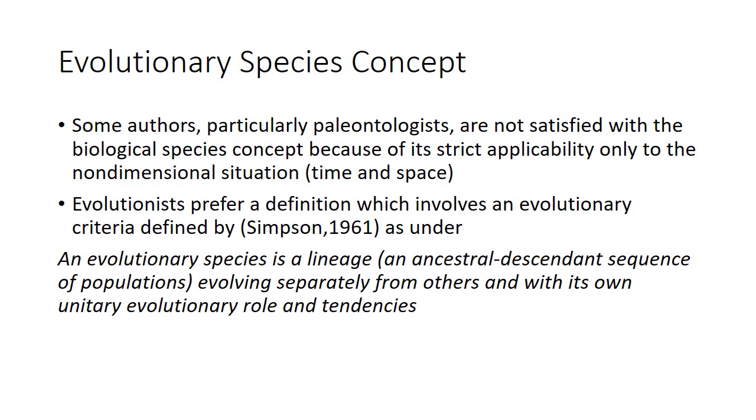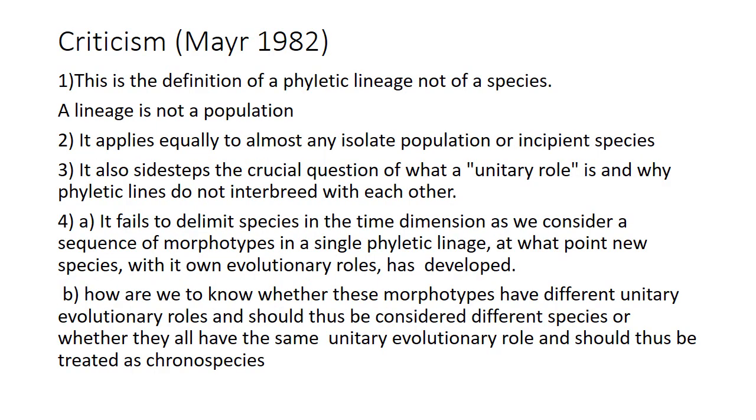So evolutionists prefer a definition which involves an evolutionary criterion defined by Simpson in 1961. An evolutionary species is a lineage, an ancestral descendant sequence of populations evolving separately from others with its own unitary roles and tendencies. It was criticized by Mayr in 1982. He said, "This is the definition of a phyletic lineage, not of a species. A lineage is not a population. It is an ancestral descendant phylogenetic relationship. It applies equally to almost any isolated population or incipient species.